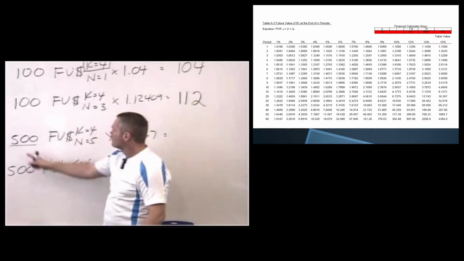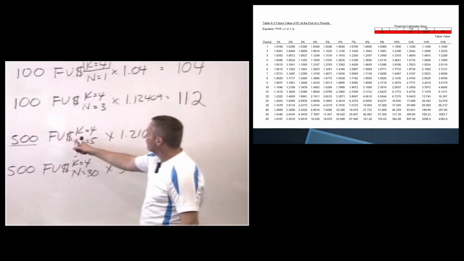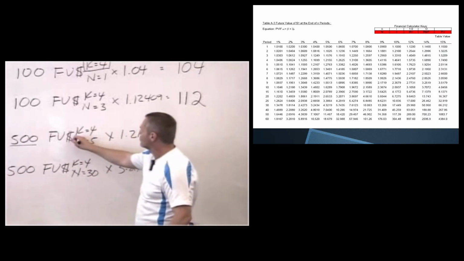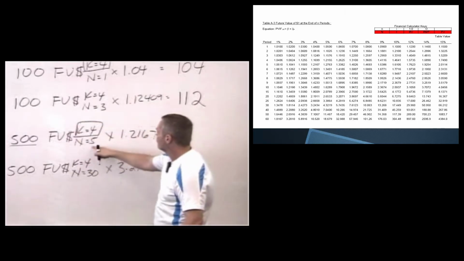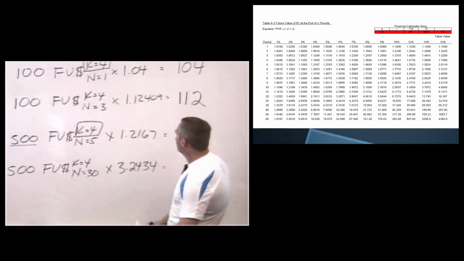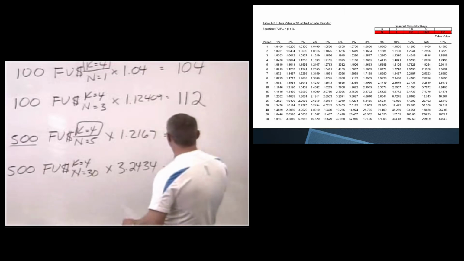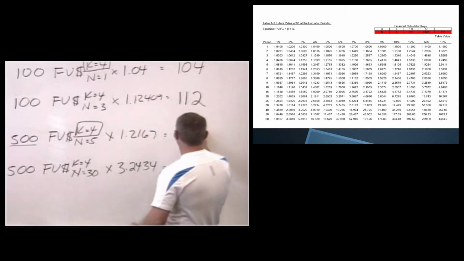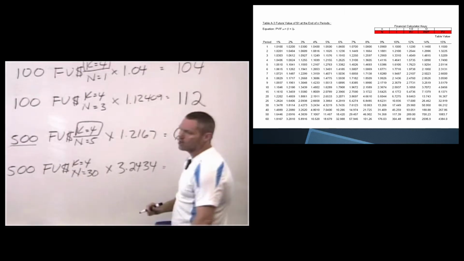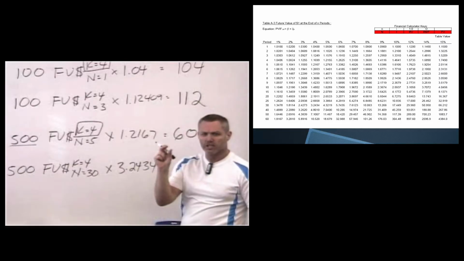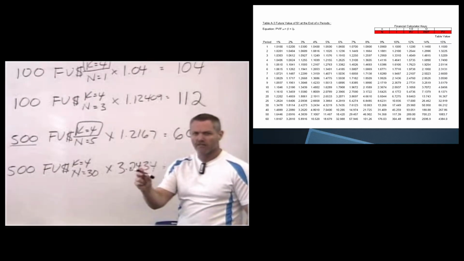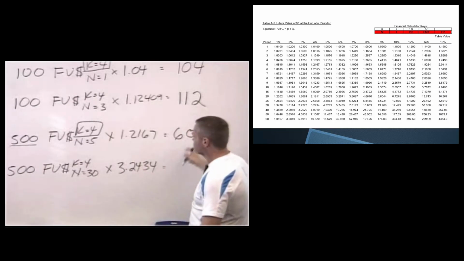So 500 times future value of $1, K equals 4. We still got the same inflation factor. 5 years from now, we multiply that by 1.2167. Gets our utility costs of $608. And then that's going to go in the expense line for 5 years from now under utilities.